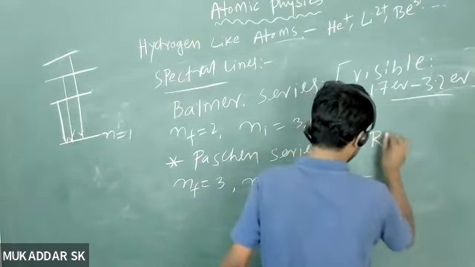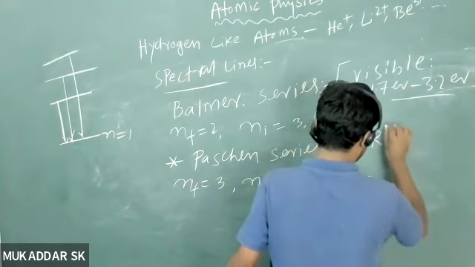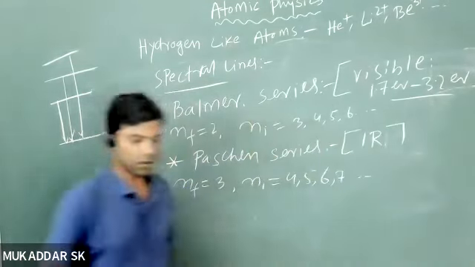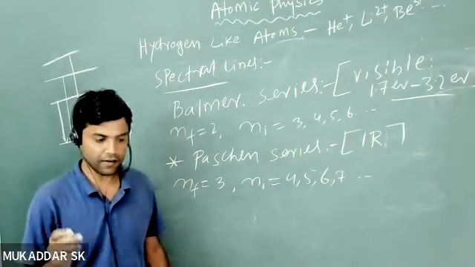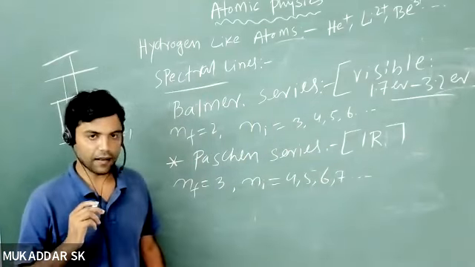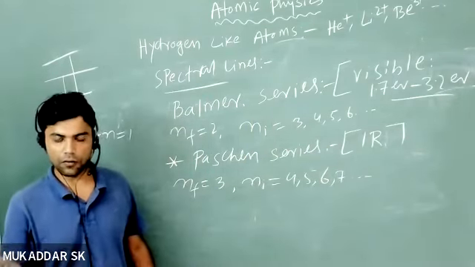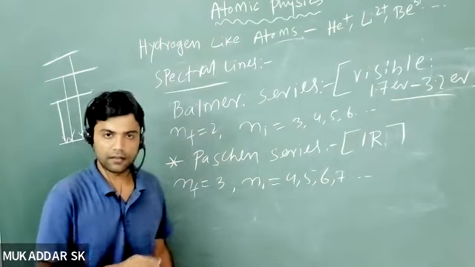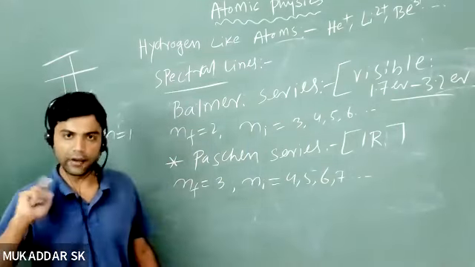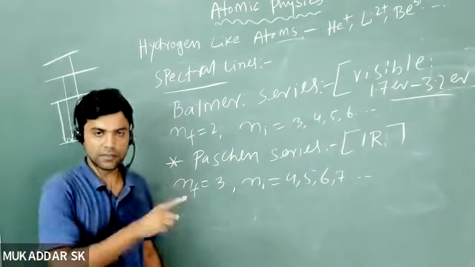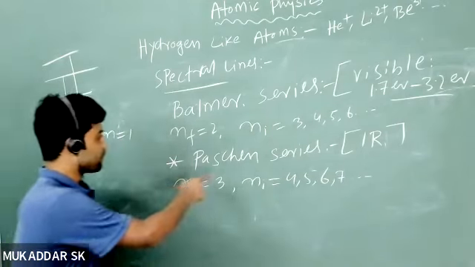IR, right? IR means you know, no? What is the meaning of IR? IR means infrared, right? So infrared has less energy as compared to visible light. It means infrared has higher wavelength as compared to visible light. Okay, so you have Paschen series.